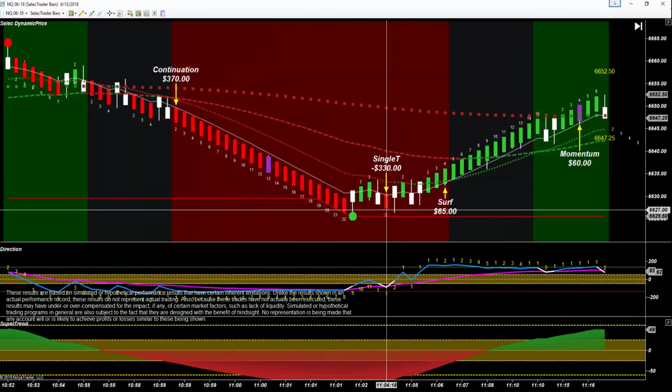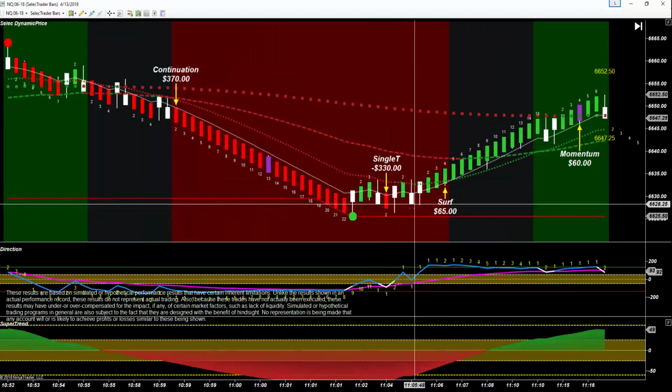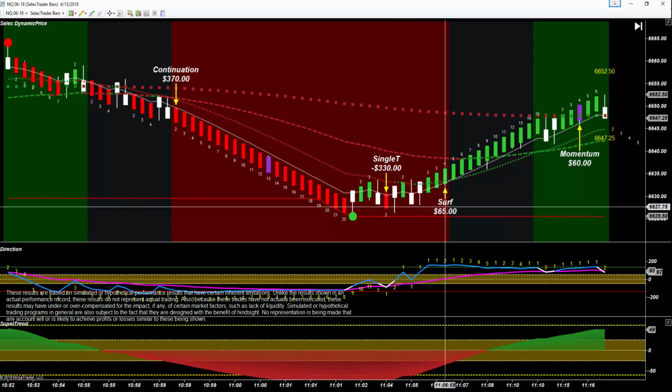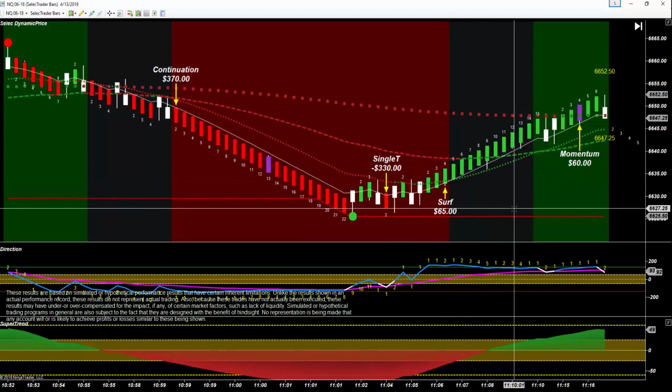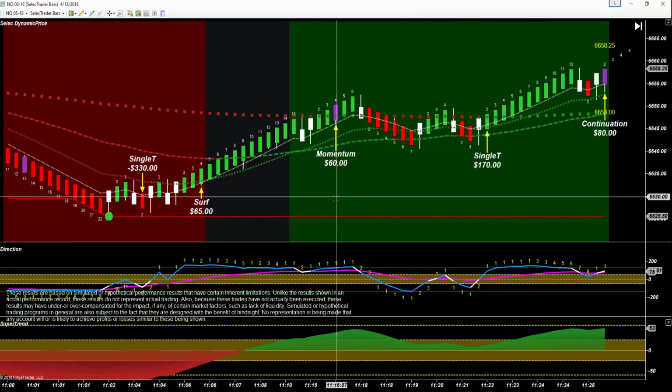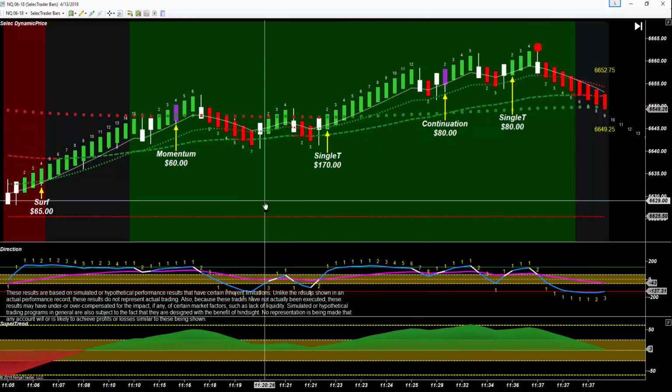We have a single T short, a little bit of a chop here as we meet some resistance into the low. This one does catch a full stop. Then we have a surf long, similar picture to the earlier surf. It does hit profit target and grabs an extra tick with the runner, and we are stopped out by our wick on bar 9. Then we have a momentum long off the 200 for a quick profit target, plus a single T long at 1123.